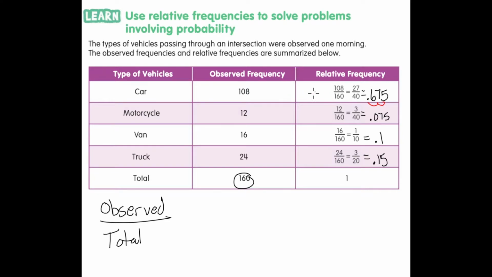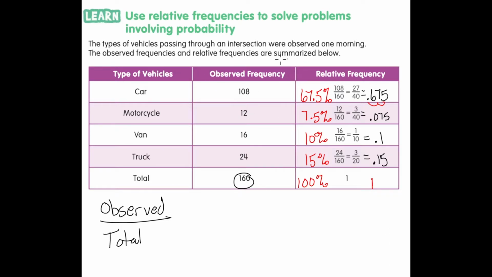We could change all of these to percents by multiplying by 100. So a car would be 67.5%. Our motorcycle would be 7.5%. 10% for van, and 15% for truck. And if I added all of the percents, I would get 100%. If I added all of these decimals, I would get 1.